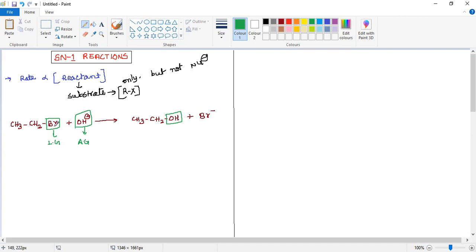But here the bromine, the halogen, belongs to what type of alkyl halide? This is a primary alkyl halide. So is it considered the more preferable reaction for SN1? According to the order, what is the order of reactivity?